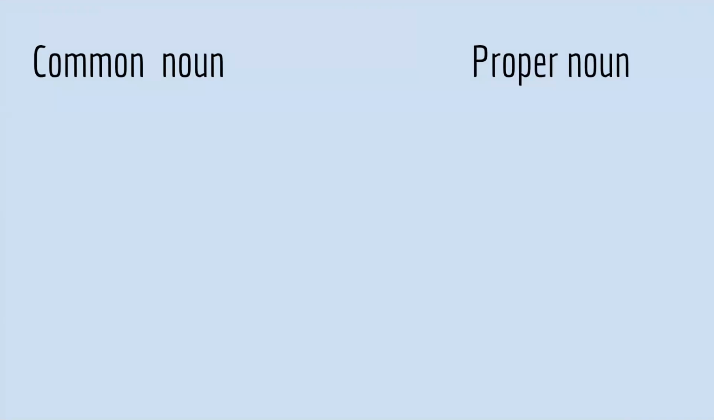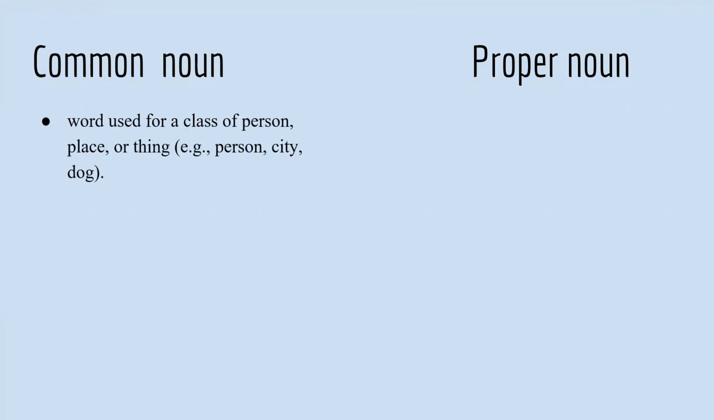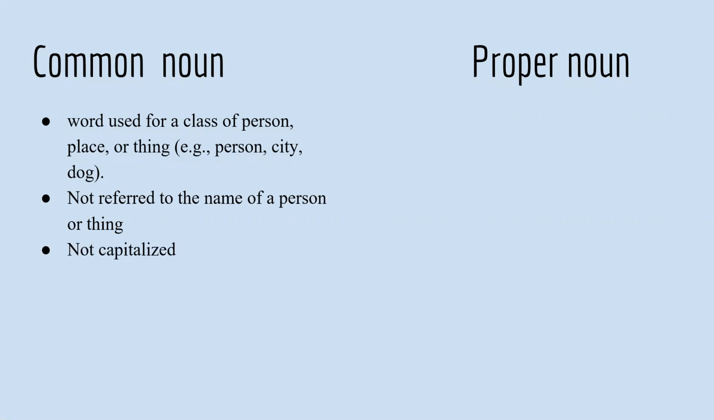So now we're moving on to common nouns and proper nouns. Common nouns are words used for a class of person, place, or thing. Examples are person, city, and dog. Common nouns do not refer to the name of a person or thing, and these are not capitalized, so you have to remember this. And examples are boy, sailor, tower, and city.